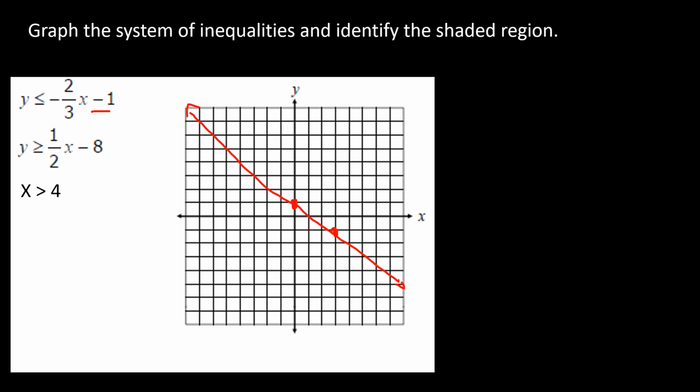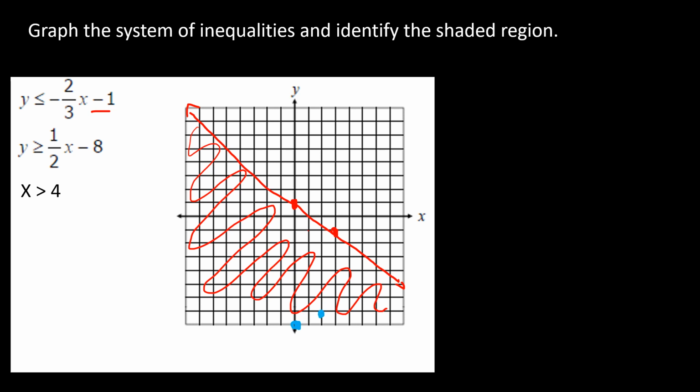I need to shade below because it's less than. So I'm going to shade below. I don't want to make it too dark, because I'm going to have extra shading in just a bit. My next equation, and I'll do that here in blue, my y-intercept will be at -8. So I'm going to go down 1, 2, 3, 4, 5, 6, 7, 8. And then to graph my slope, I go up 1 over 2.